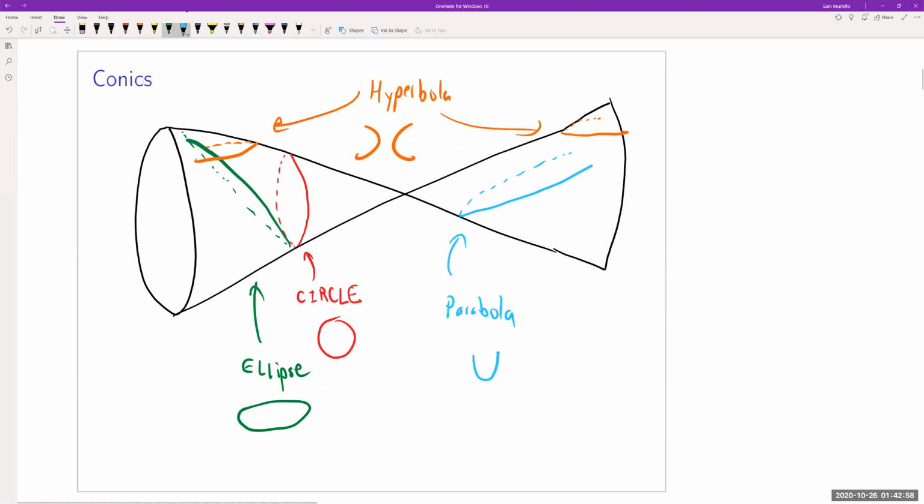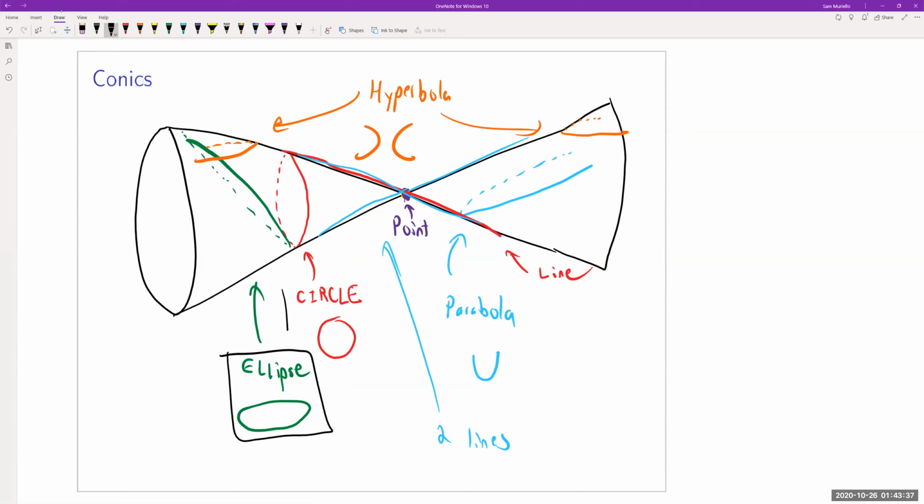There's actually three more that we can make. We could imagine creating a single point. We could imagine creating a single line, or we could imagine creating two lines at once if we slice like this. But our main focus is going to be on these original four: the ellipse, circle, parabola, and hyperbola.